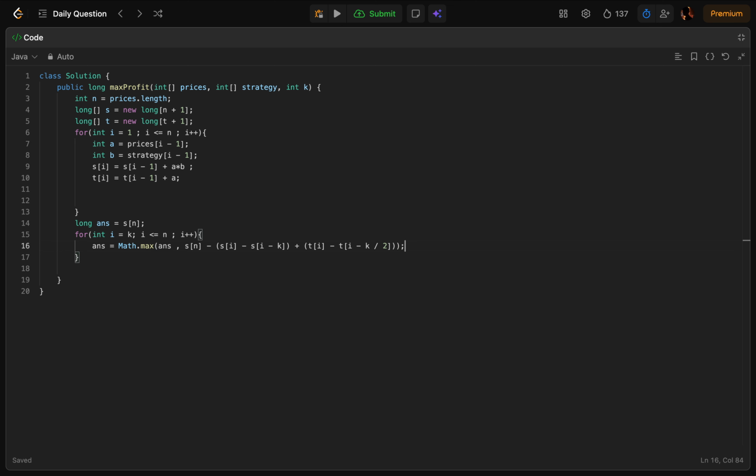Then we are putting a semicolon here, and after getting out of the for loop, we will be returning our defined long answer here. So I think the code is completed here. We are returning the answer. Let's run it, then I will give you a code walkthrough.